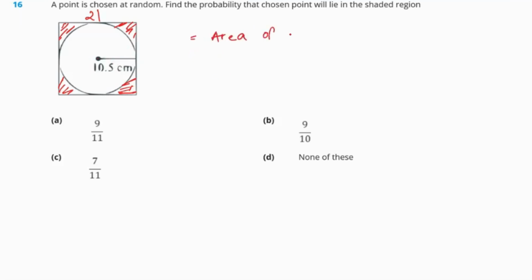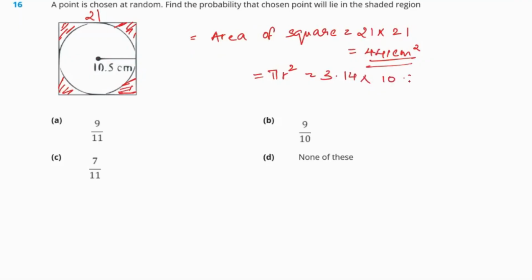Okay, so when we find out the area of square, it is equal to side into side. One side is 21, so it is equal to 21 into 21, 441 centimeter square. And the area of circle is equal to pi r square, which is equal to 3.14 into 10.5, radius is 10.5, the whole square. We will get approximately 346.185.